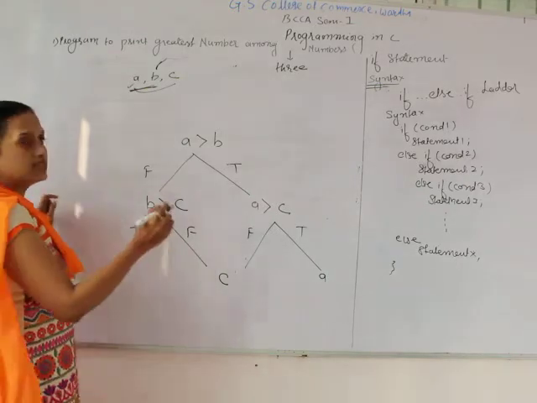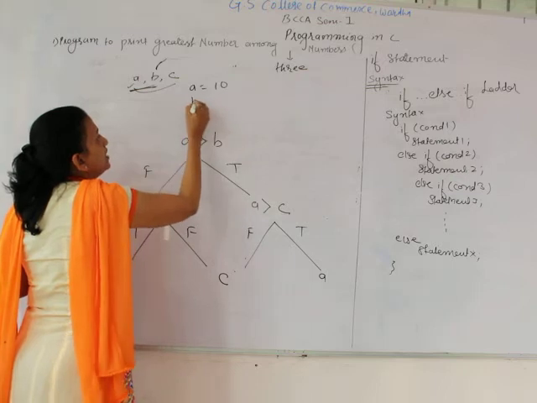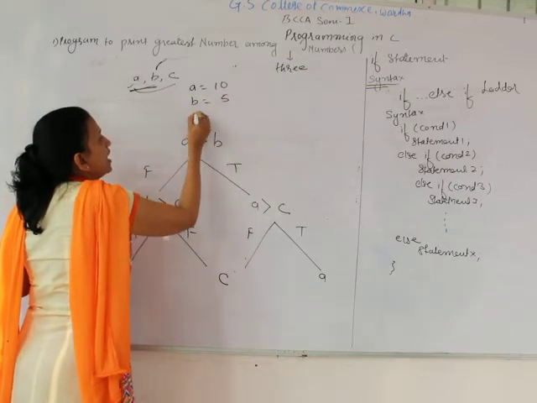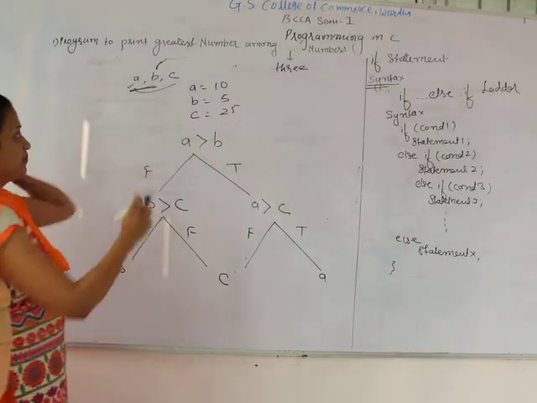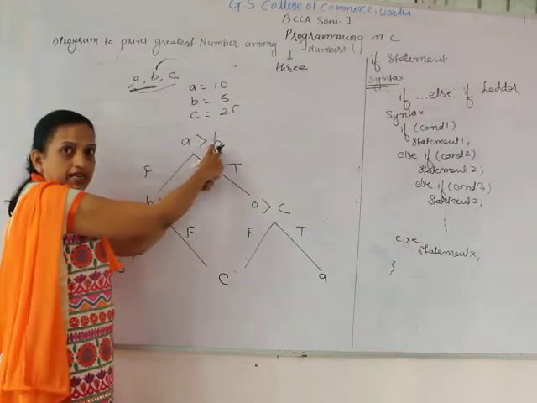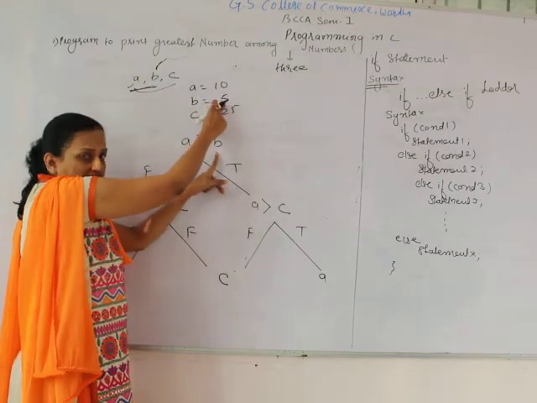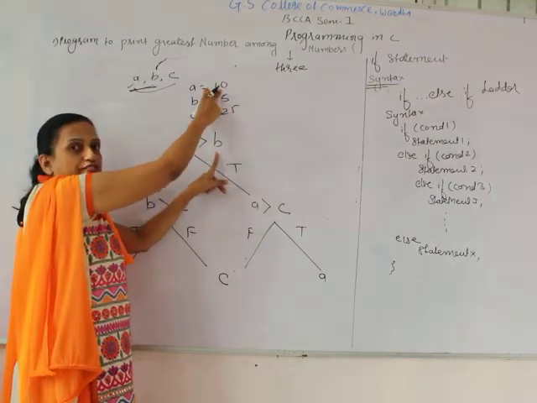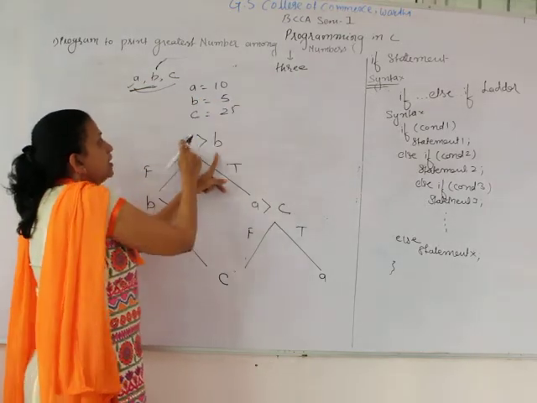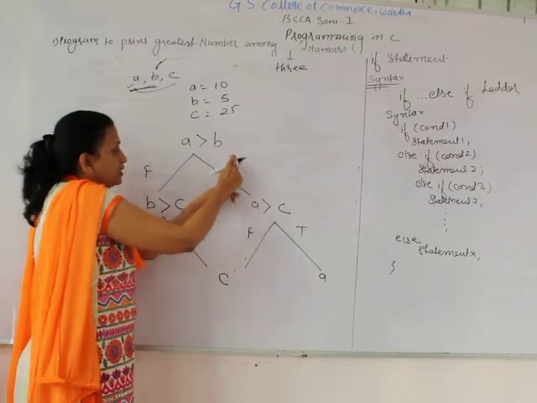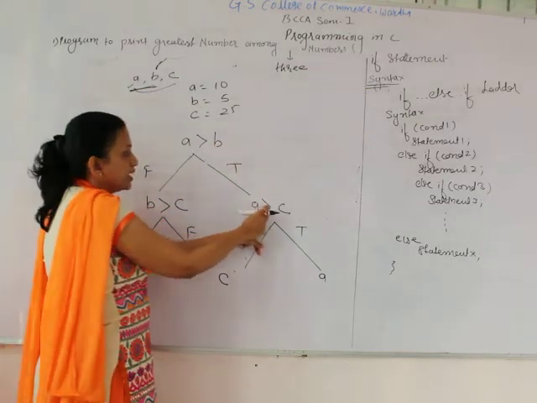Now let's understand. Suppose the value of A is 10, B is 5 and C is 25. Now let's see. Is A greater than B? Yes, because the value of A is 10 and the value of B is 5. Now this condition is true, so just follow the true side.